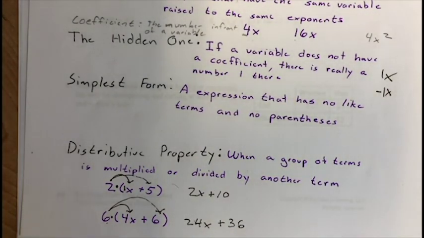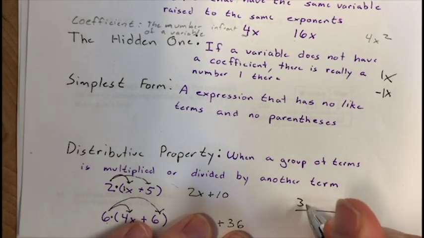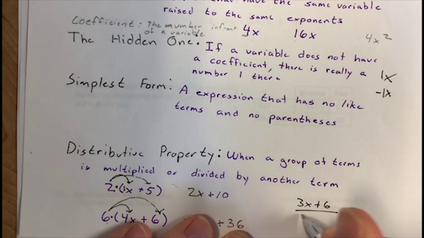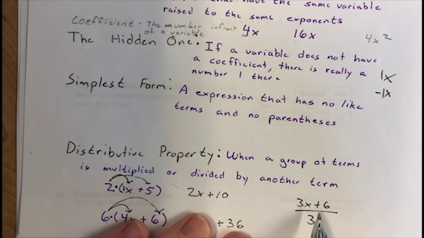Now, right now, I've only shown you how distributive property works within multiplication. I'm not going to show you in division because right now that's not something I'm too concerned about. I'm more concerned about the multiplication side of things because you'll see that more often. Division would look more like this. 3x plus 6 all divided by 3. This would be distributive property using division.